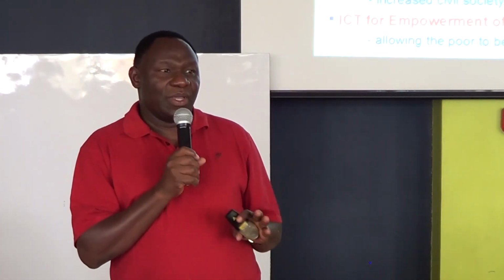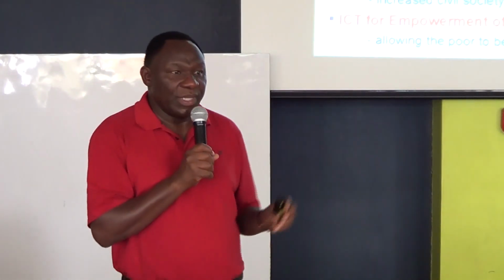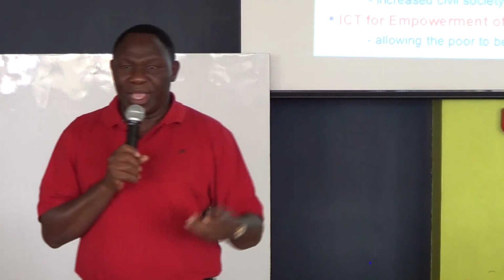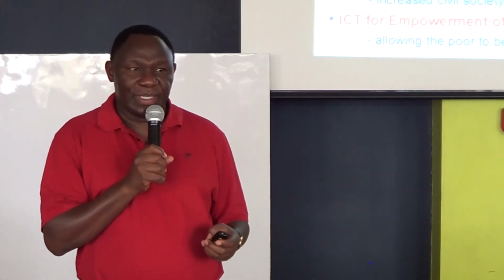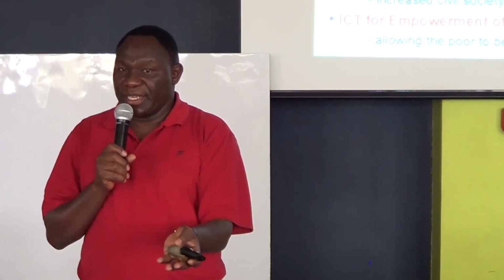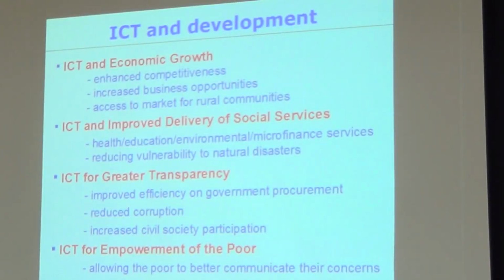So there are very few that survived because the local people used them better than the others in other places. ICT for greater transparency. Government has gone e-procurement. And what's going to happen, e-procurement alone, if it succeeds, would actually create business for these digital centers and sustain them so that they can be able to use other areas. Reduction of corruption, increased civil society participation, then ICT improvement of the poor, better communications for their concerns.